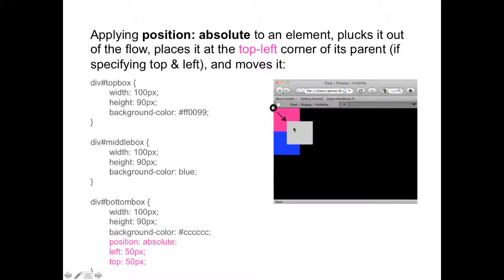That's how the gray box moves. So it got plucked out. It looks for the top left corner of its parent. That's because we're specifying top and left, and moves from that corner.